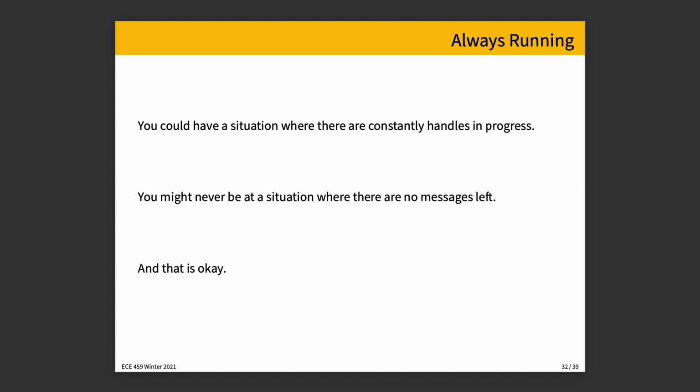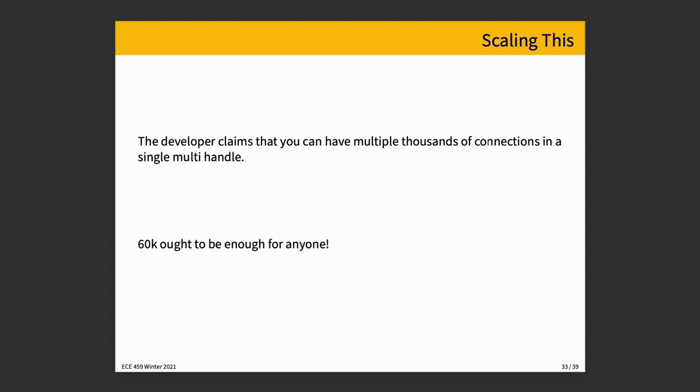You can, of course, always have a situation where there are constantly easy handles in progress, so you never really get to there being no messages left, and that's okay. There's no reason why you are limited in this regard. The lead developer of curl, Daniel Stenberg, has claimed that you can have multiple thousands of connections on a single multi-handle. About 60K appears to be what's been tested so far, so it really should be sufficient for anyone, for basically any purpose that you need.